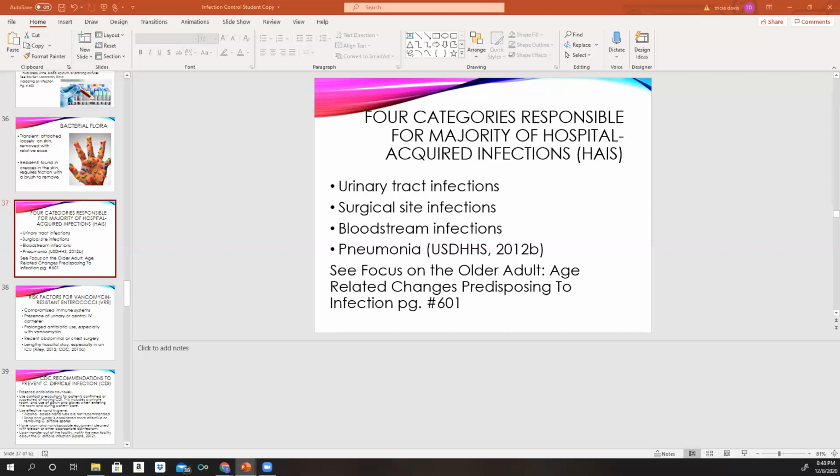Same thing with surgical site infections. Coming in for that knee replacement, they go home and they have an infection a couple days later, that's not going to be covered by CMS if they got that infection while they were in the hospital.